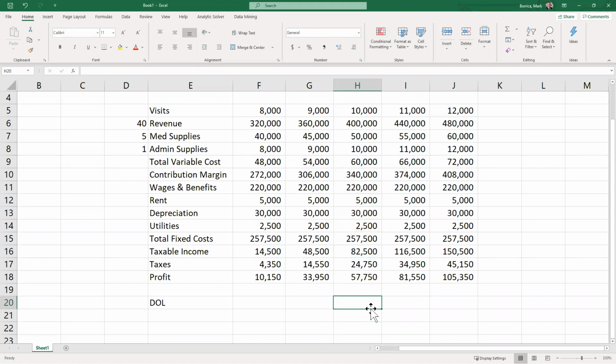Whoops, I did something wrong there. Sorry, other way around. It's the contribution margin divided by the pre-tax profit. Contribution margin divided by pre-tax profit, which gives you 4.121212, et cetera. So what does that mean? Well, that means that for a 1% change in volume, you're going to see a 4.12% change in pre-tax profit. So let's test that. Let's copy this column over.